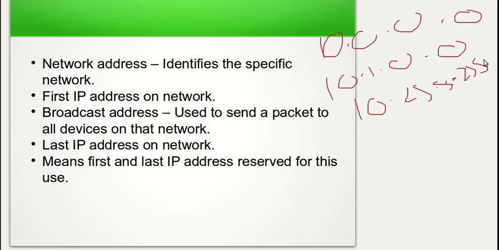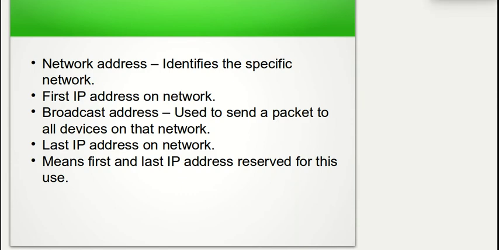So with IP, the first and last IP addresses cannot be used because they are reserved for special purposes. The first IP address of a network is reserved to identify that actual network itself, and the last IP address is known as the broadcast address and is used to send a packet to all the devices on that network.